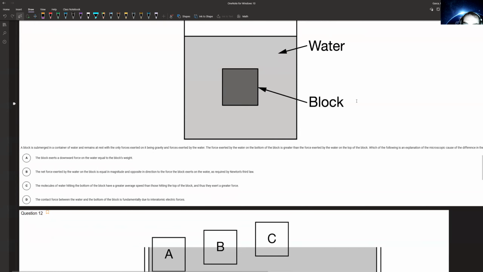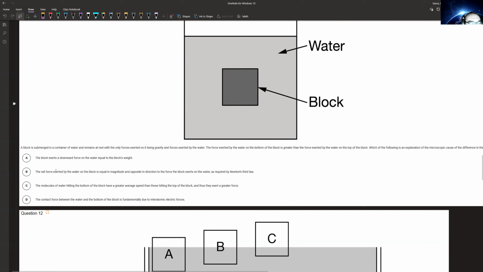Why do we think this might be a difference? So the block exerts a downward force equal to the block's weight. Well, that is a true statement, but I don't think it answers the difference in this. It has to do more with something with the pressure or something like that. Okay. Yeah, this one was a guess.